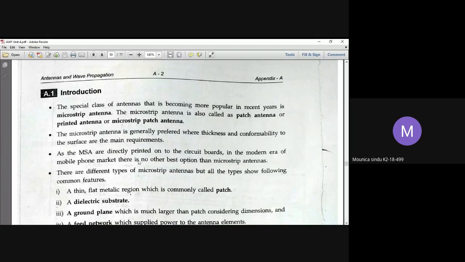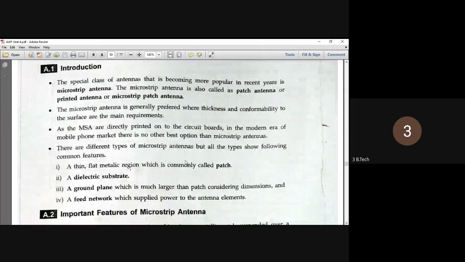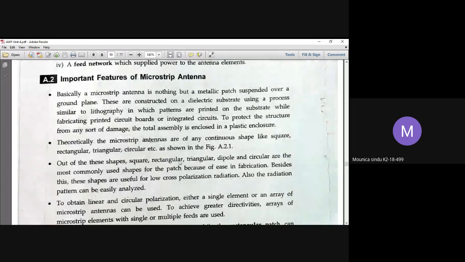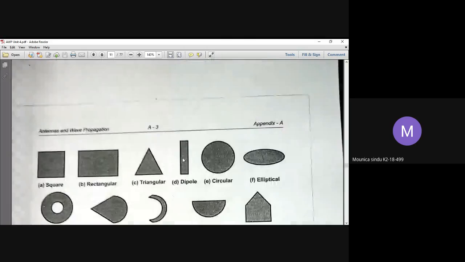It is a metallic patch placed on the dielectric material, supported by the ground. In every mobile application we are using these antennas. It does not have much thickness. Microstrip antennas have many shapes like square, triangle, dipole, circular, pentagonal, circular ring, etc.